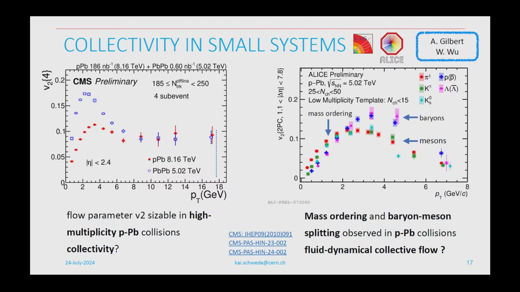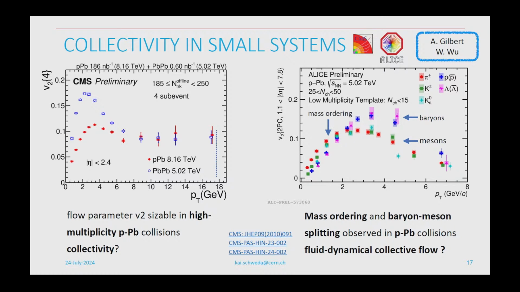The question where quark-gluon plasma formation sets in is addressed by looking at smaller collision systems. Here you see the example of proton-lead collisions on the left from CMS on charged unidentified hadrons. And you see at high multiplicity in p-lead collisions, this shows a similar shape, comparable magnitude, at least at high momentum, to peripheral lead-lead collisions.